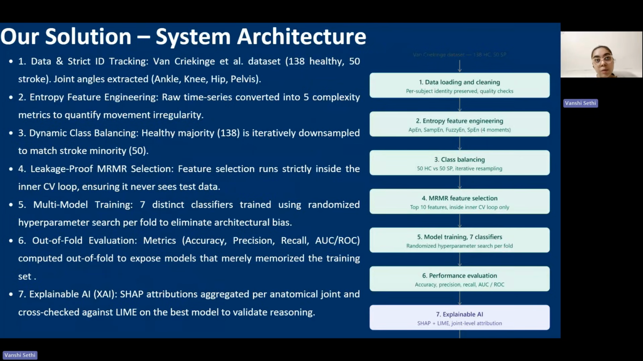Then we did class balancing. We took 50 healthy and 50 stroke patients in order to balance the classes so that there's no bias towards the healthy part only. Then we did MRMR, which is maximum relevancy, minimum redundancy. That is, we choose the most relevant features, but minimum redundancy means we don't want two similar features to be selected. Like in PCA, we have studied that two almost distinct things are selected, 90 degrees to each other. Then we have the model training.